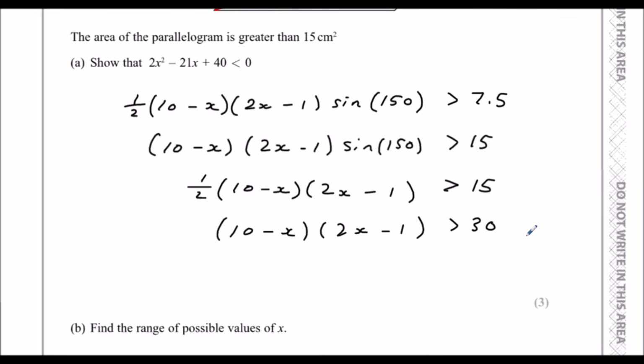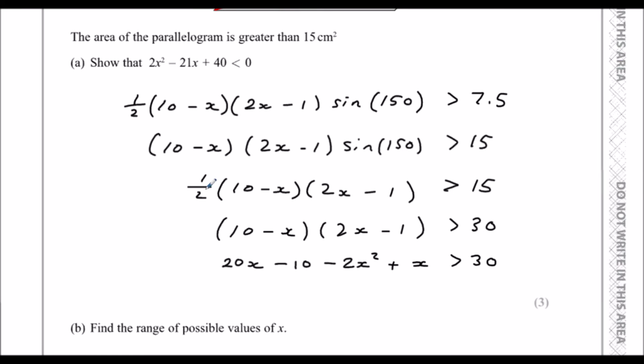Now I'm going to expand these brackets. So 10 times 2x is 20x. 10 times negative 1 is negative 10. And negative times a positive is negative, and x times 2x is 2x squared. And a negative times a negative is positive. 1x is just x.